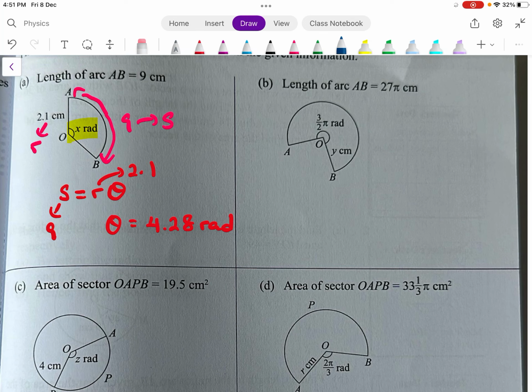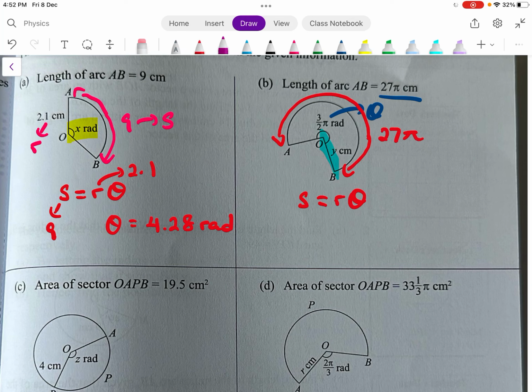We are given the length of arc AB. We are also given the theta, and we are asked to find the radius. So let's write down S equal to R theta. The arc AB is from here all the way to here. Actually, you can use this for a minor sector or even a major sector. As long as it's a sector, you can use it. So this is 27 pi centimeters.